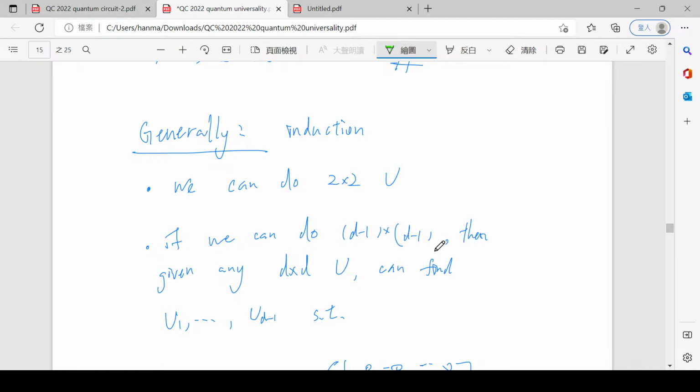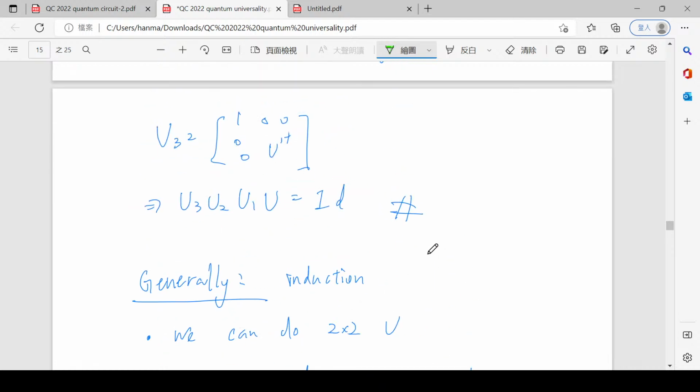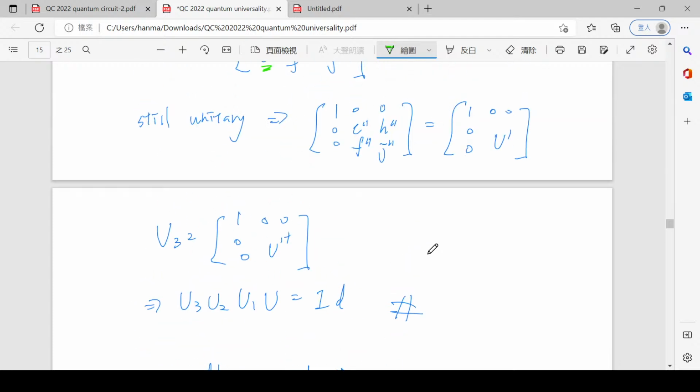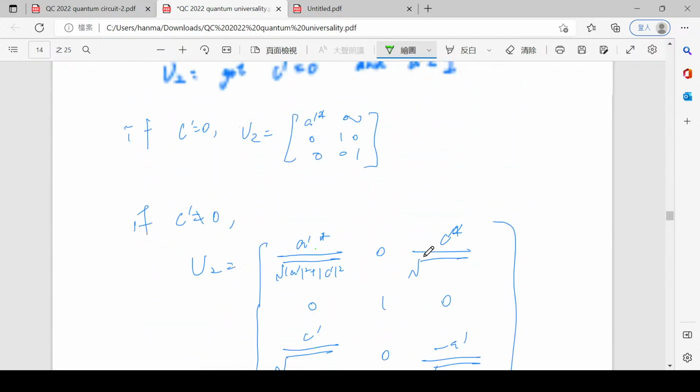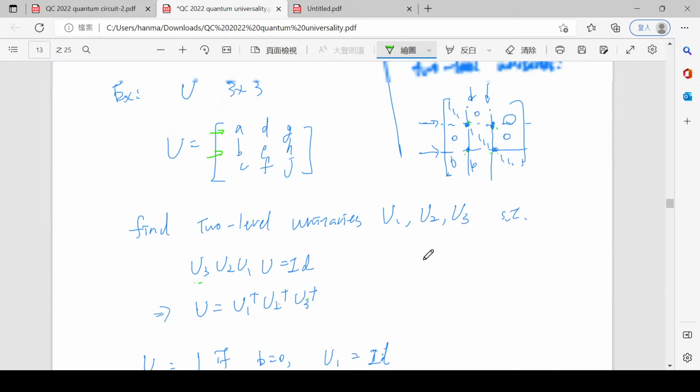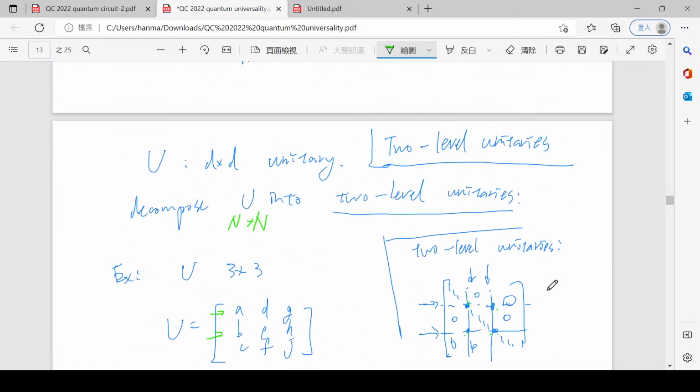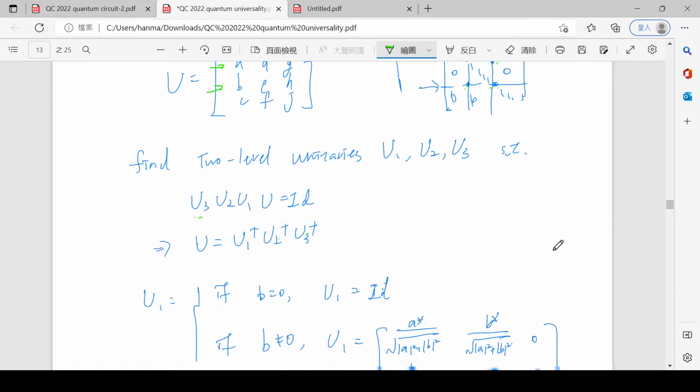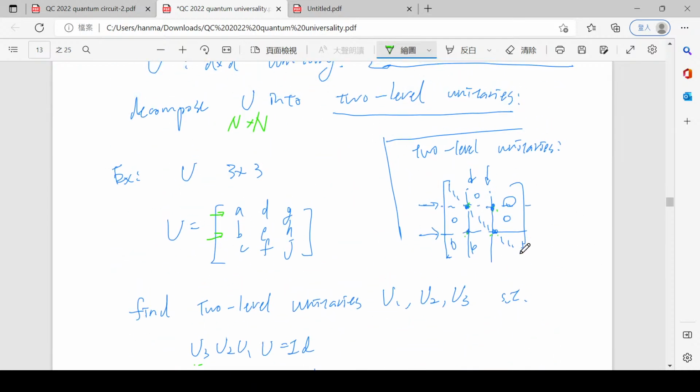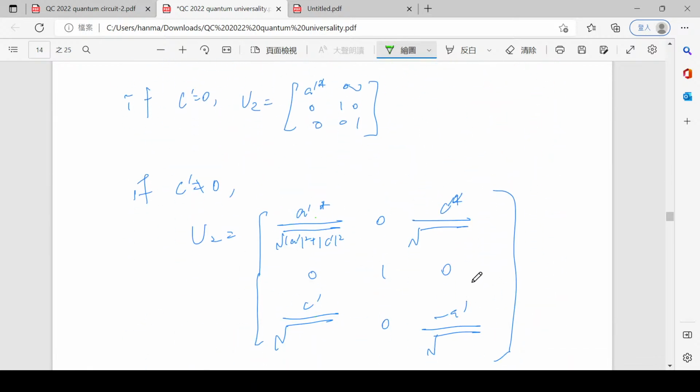Okay, we still got some time. Any questions yet? So that's decomposing any unitary into these somewhat weird two-level unitaries. And just as we said in the spoiler, we are decomposing into two-level unitaries because it can be done with multi-controlled single qubit unitaries.